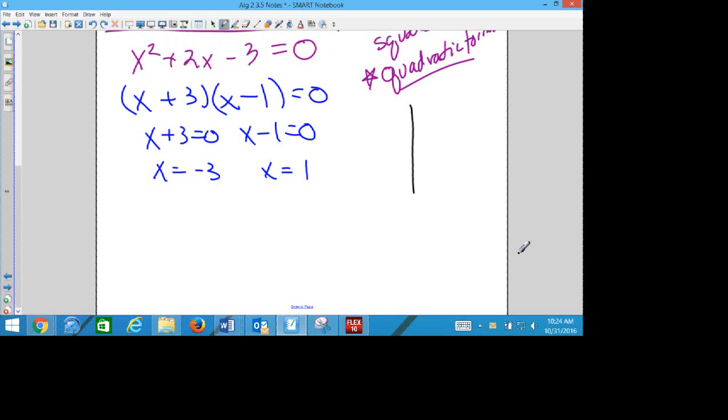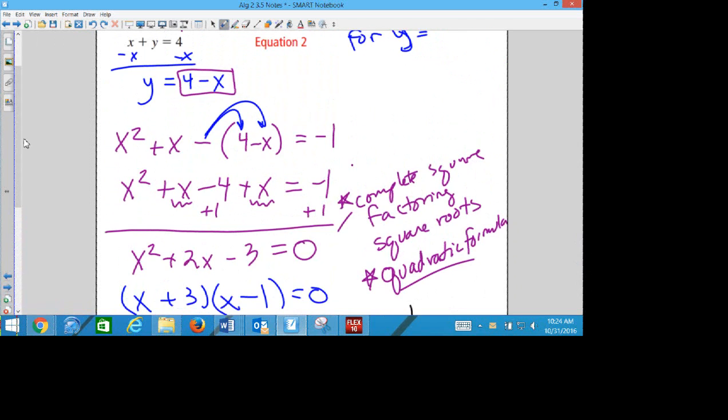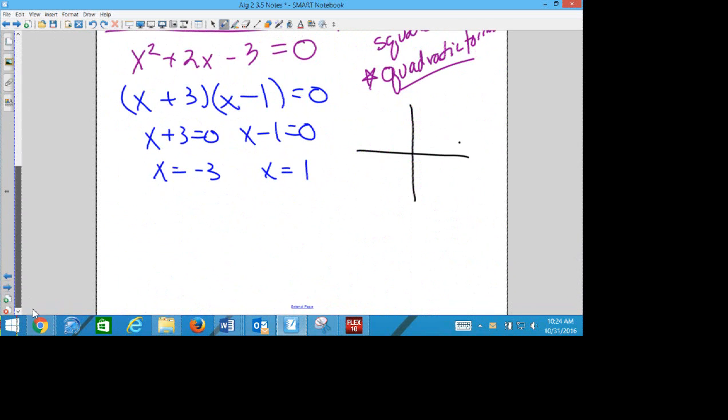We have a linear and a nonlinear. This is a total rough sketch. I don't know where these are actually graphed, but we have a linear and a nonlinear. We are trying to find where they cross. And what kind of answers will I be given? There's 2 of them, but they're ordered pairs.